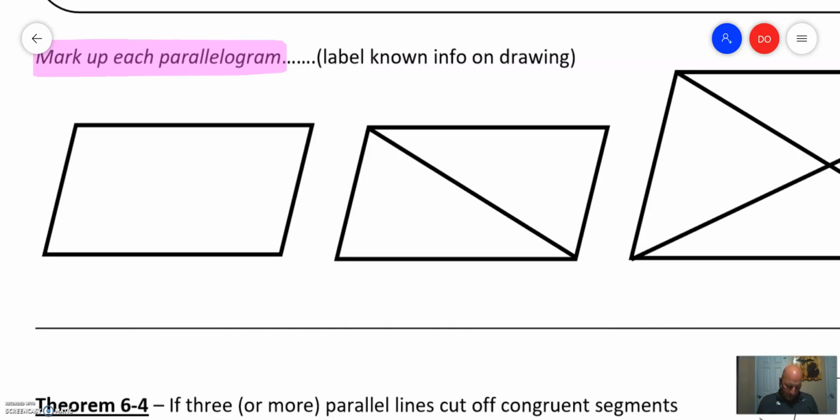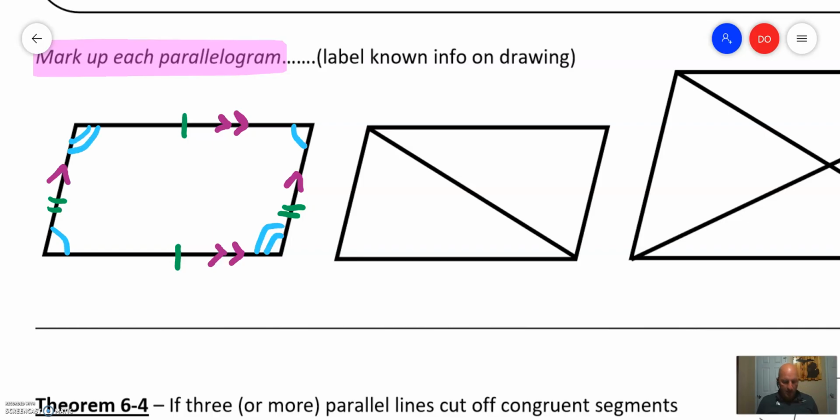So let's start with, we know a parallelogram has opposite sides that are parallel. So let's place that on our drawing. We also know that opposite sides are congruent inside of a parallelogram. So we have sides that are congruent. We also know that opposite angles inside of a parallelogram are congruent. So here are opposite angles. That's one pair. Here's the second pair.